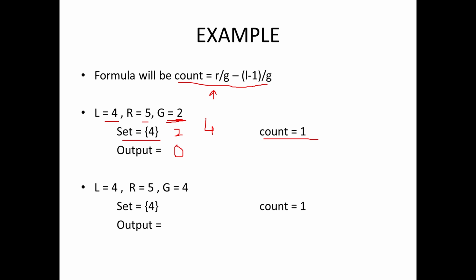Now the second edge case: L is 4, R is 5 and the value of G is 4. Here I have only changed the value of G, and the value of count will be the same by using the formula, and the set will also be the same. But 4 is divisible by 4, no problem, and 4 is the largest number which divides this number. Yes, it is. So the output will be 1. You need to observe this carefully. In the above example the maximum number dividing this set was 4, not 2, so we need to print 0 there, and in this case we need to print 1.